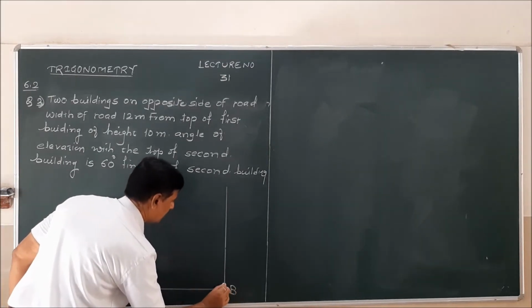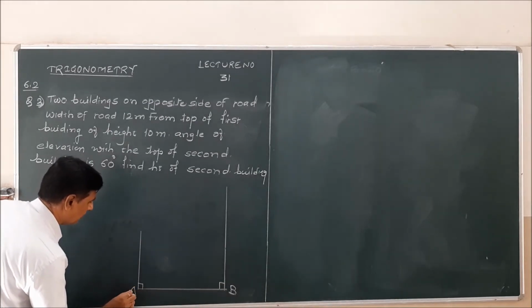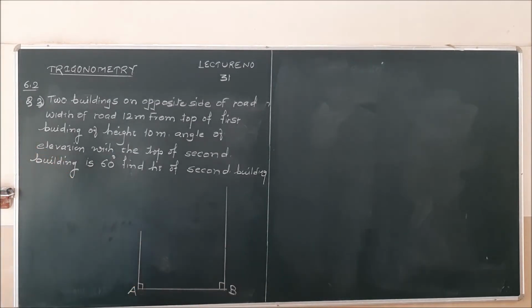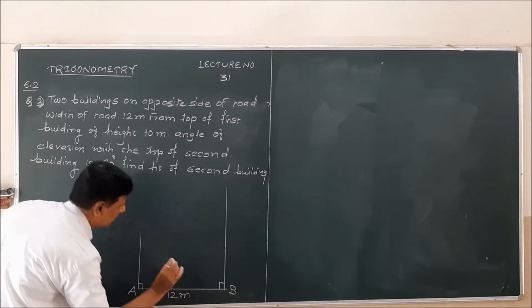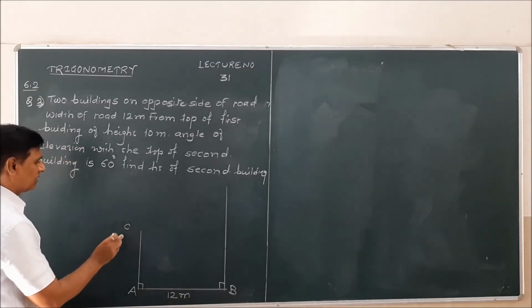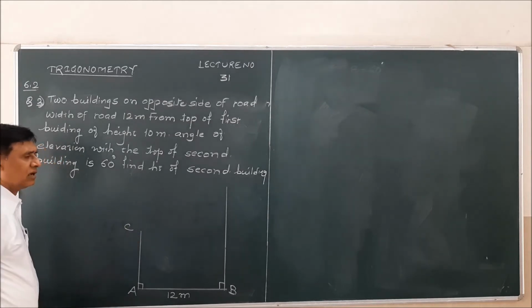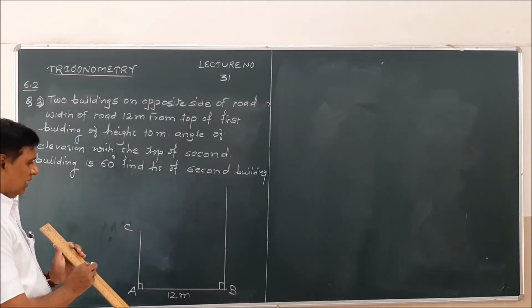AB is the width of the road. Width of road is given as 12 meters. This is a C point. Point C is the position of observer.